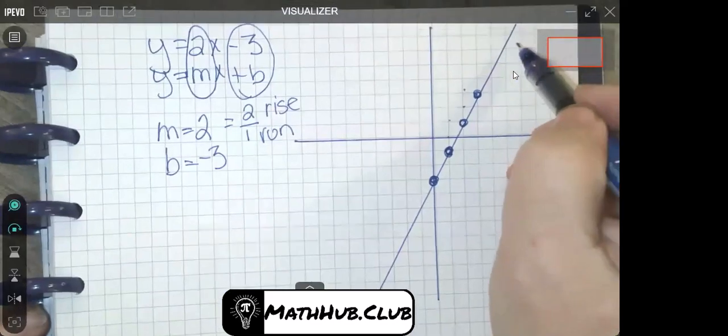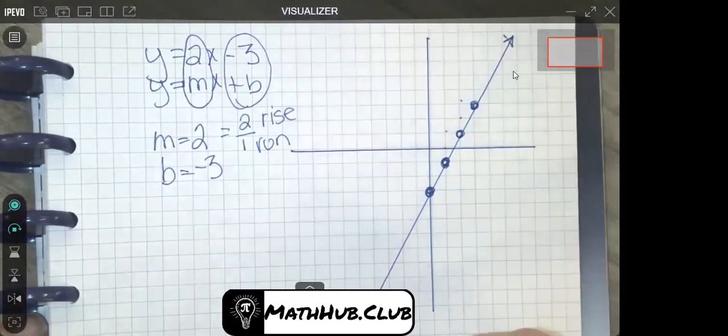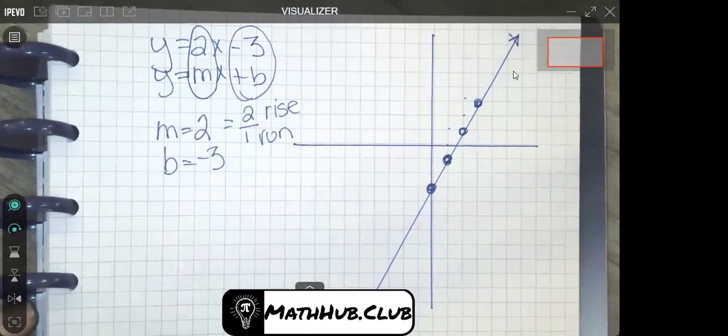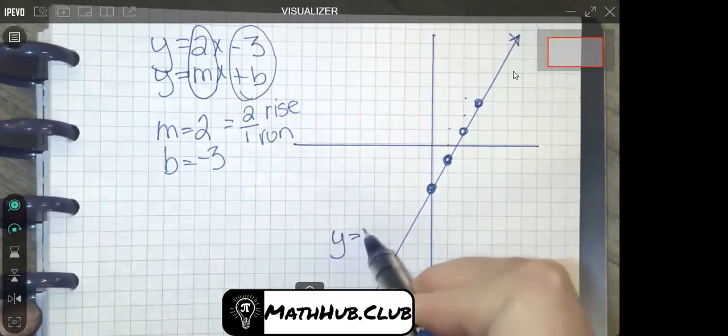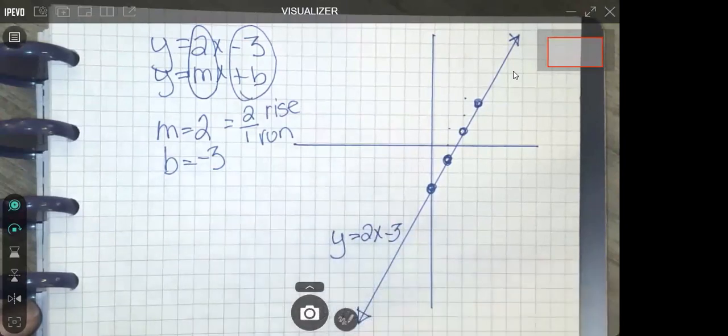Now we need to have an arrow at both ends because remember, the line goes to infinity. The last thing we should do is actually label it. And we're going to label it y equals 2x minus 3.